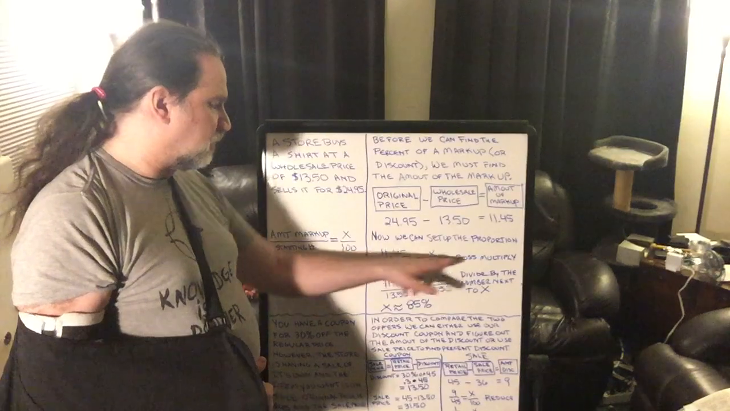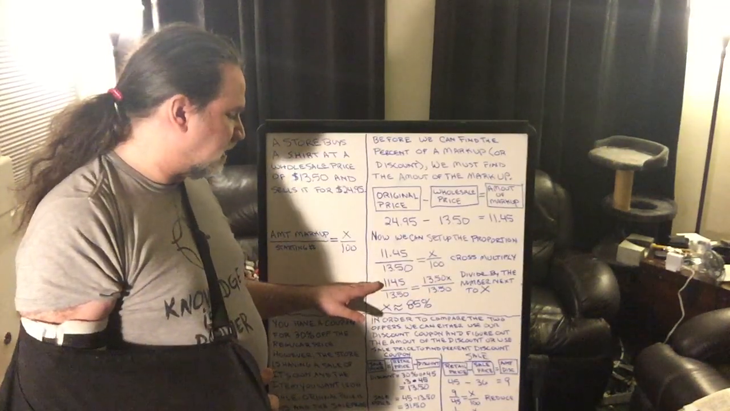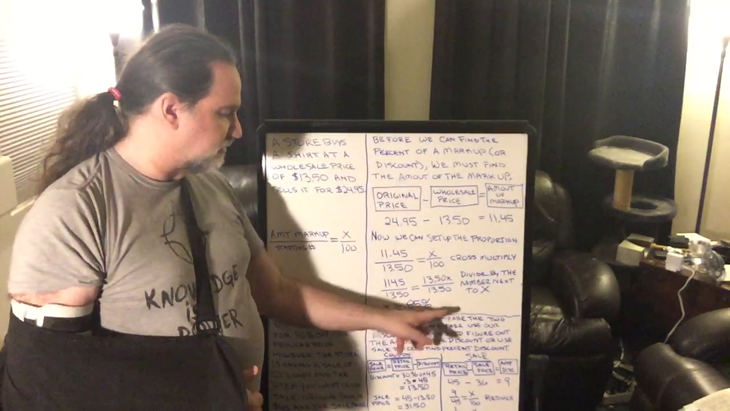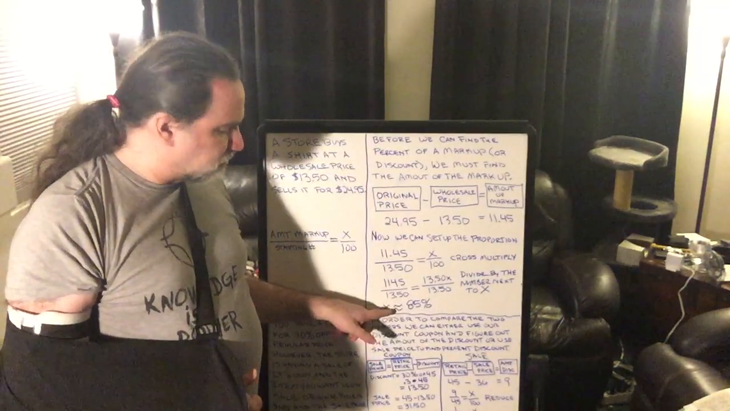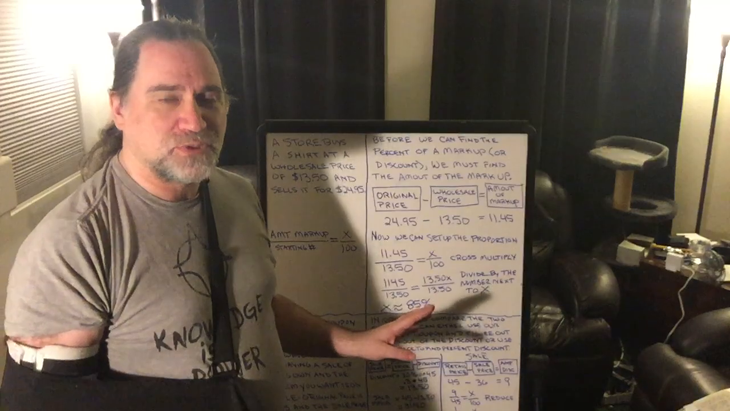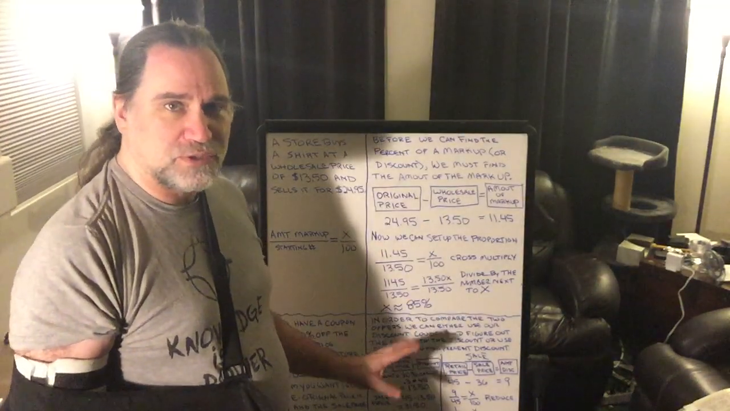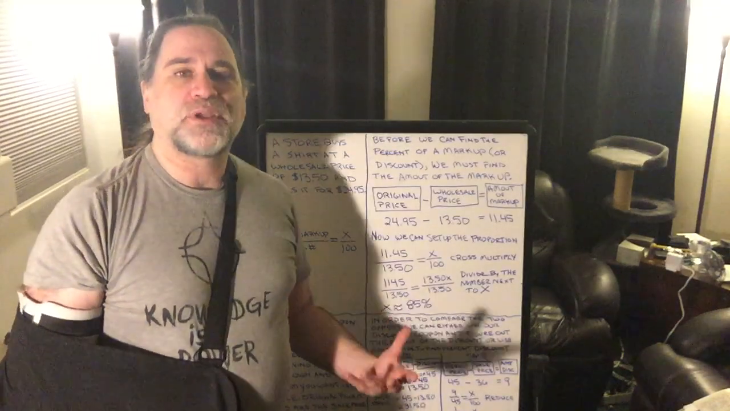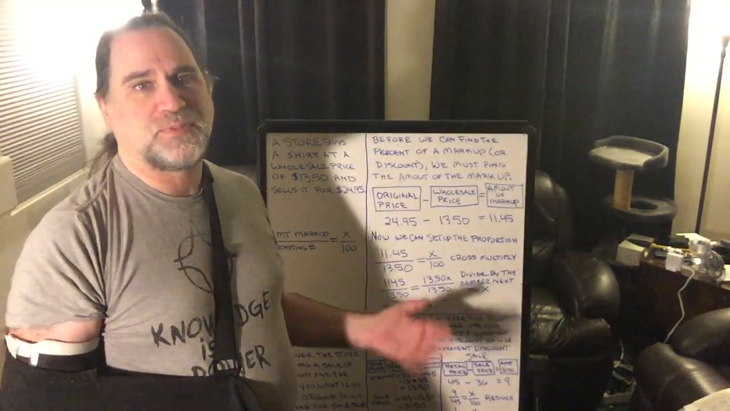So we set it up, we cross multiply, so 1,145 equals 13.50x, divided by 13.50. And we didn't get an exact number. I didn't want to be too critical here, so we got approximately 85%. So that's what they're marking it up. They're marking it up approximately 85%.